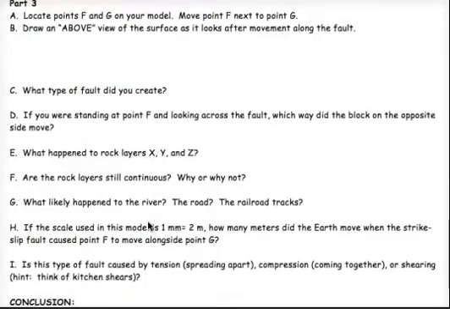The last part of the lab is part three. This time we're going to move sections F and G together and create the third type of fault. There is one question where you do have to do some measuring, and that's part 3, letter H. It says if the scale used in this model is 1 millimeter equals 2 meters, how many meters did the Earth move when the strike slip fault caused point F to move alongside point G? When I measured it just now, it's 27 millimeters. So you'll have to do the math on that. But for H, it's 27 millimeters.